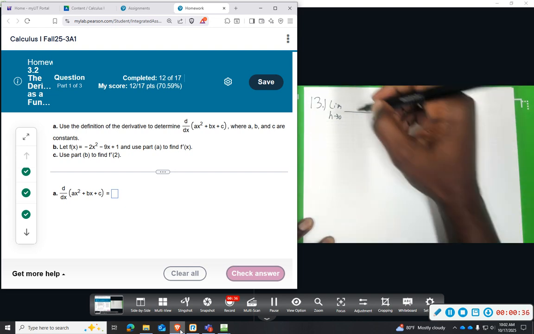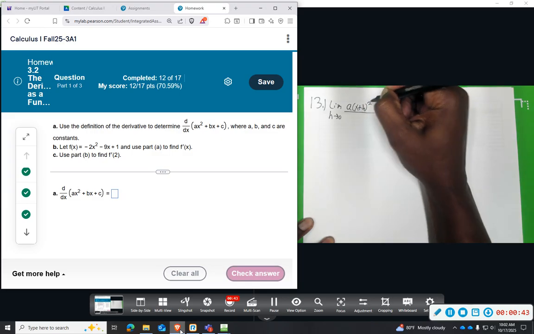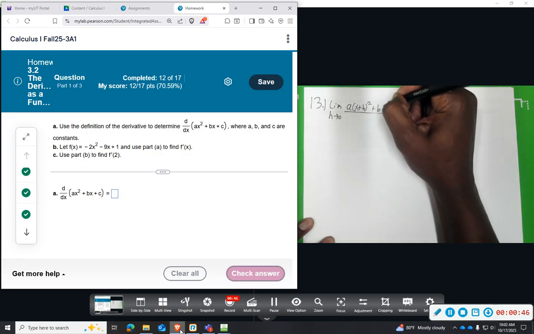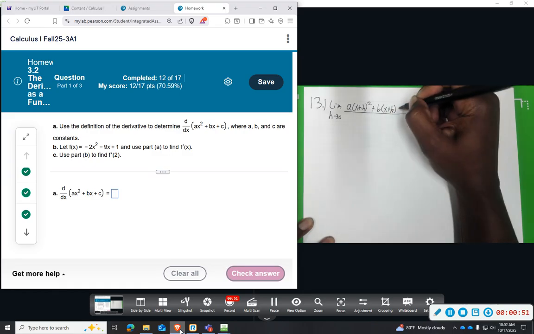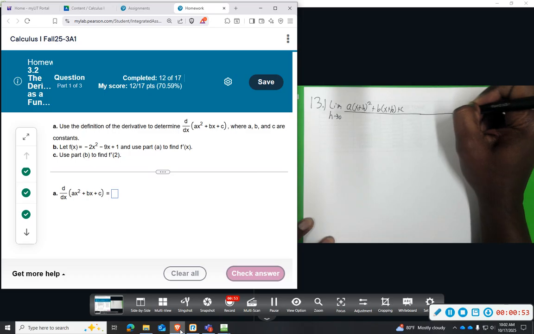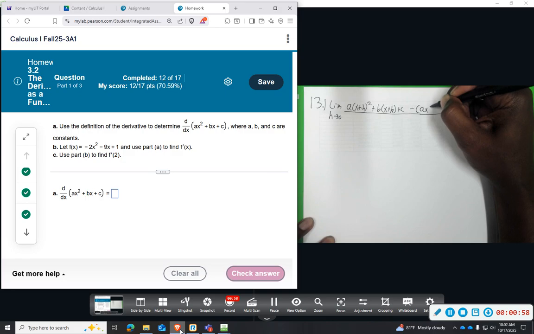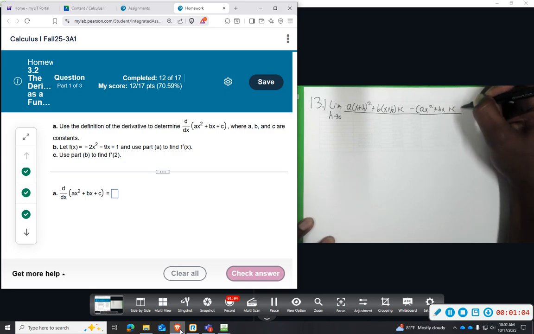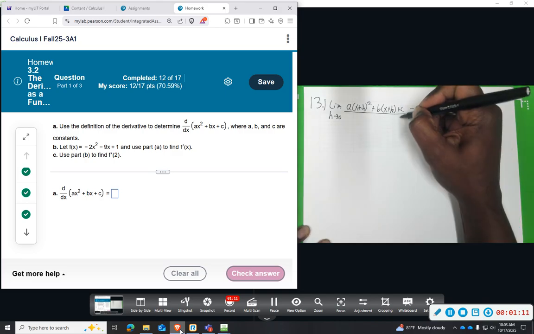So we're looking at a(x plus h) squared plus b(x plus h) plus c, minus (ax squared plus bx plus c), and then we're going to be all divided by h.